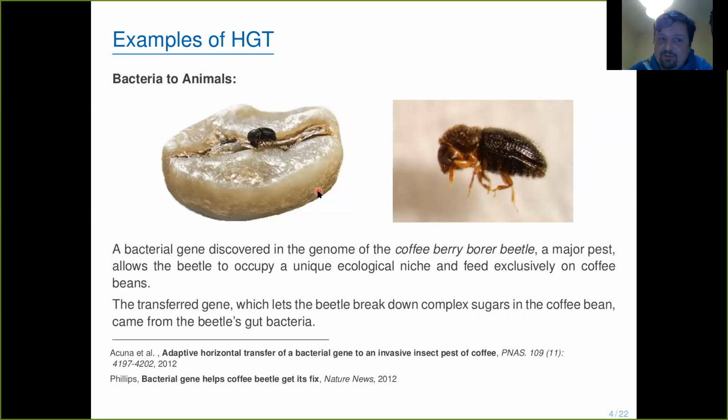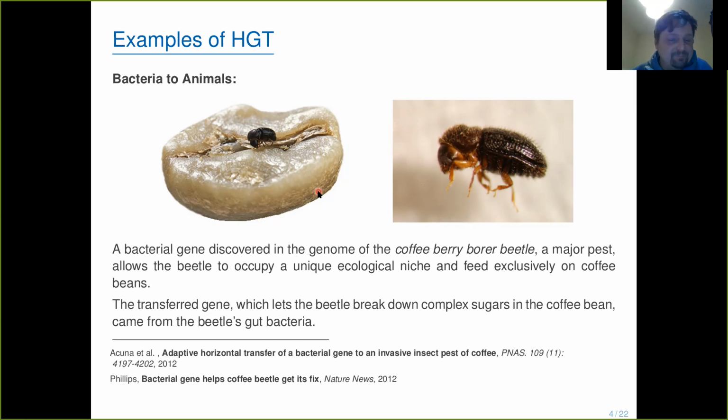But there are other examples, like from bacteria to animals. A classical example is the coffee berry borer beetle. This little guy is really a major pest because it destroys the coffee. It has a particular gene that allows it to break down the complex sugars in the coffee beans. And there are clear hints that this is a transferred gene that comes from the beetle's gut bacteria. So this is another example.